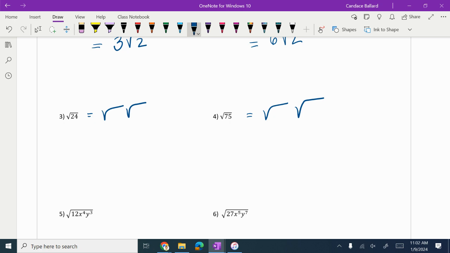4 divides 24 how many times? Is that going to be my biggest one? Am I going to get anything bigger than 4? No, I can't, right? 6 isn't divisible by another square number, so we know that we're done. What's the square root of 4? 2 square root of 6.